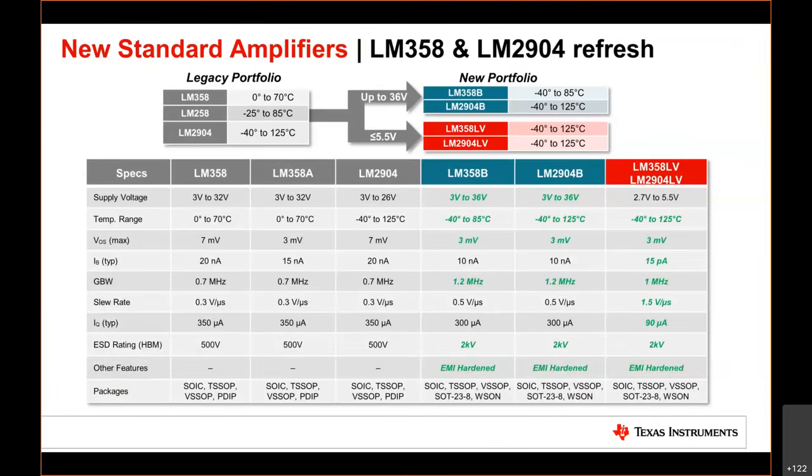And then on the comparison table below, we have some different performance specifications, and the LM358, LM358A, which was the more premium, lower offset version, and the LM2904 compared to the blue high voltage releases and the red low voltage release. You can see we've extended some of the temperature ranges, made 3 millivolt offset standard for all the new releases. So there's no longer a premium model for a low offset. 3 millivolts is now standard for other releases.